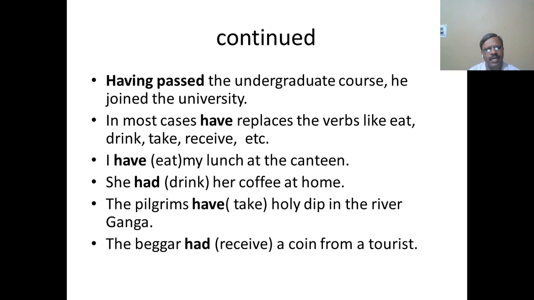The beggar had a coin from a tourist. The beggar received a coin from a tourist. ಬೆಗ್ಗರು ಟೂರಿಸ್ಟಿನಿಂದ ಒಂದು ಕಾಯಿನನ್ನು ಸ್ವೀಕಾರ ಮಾಡಿದ. Received. Had replaces receive and conveys the same meaning. The beggar had a coin from the tourist.